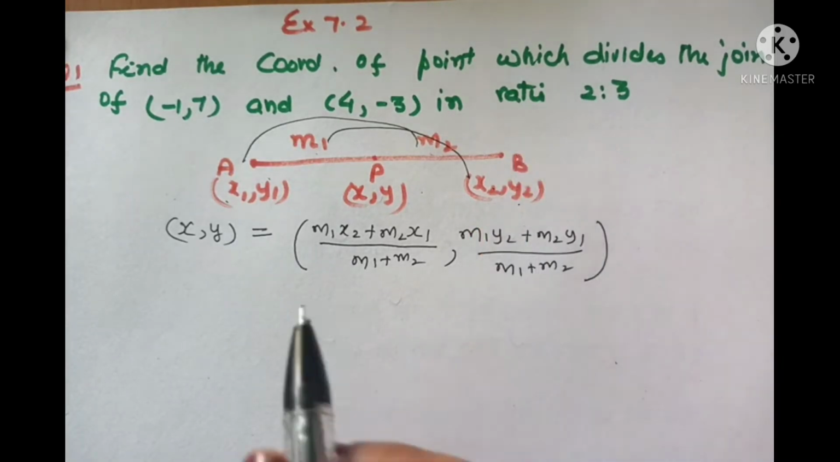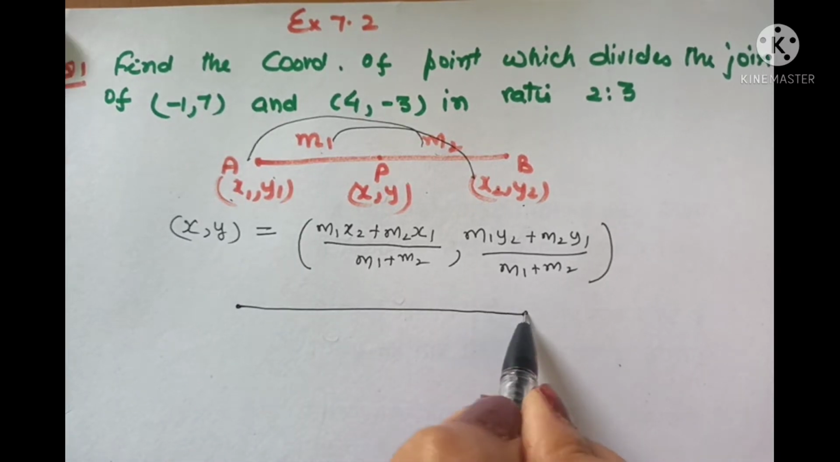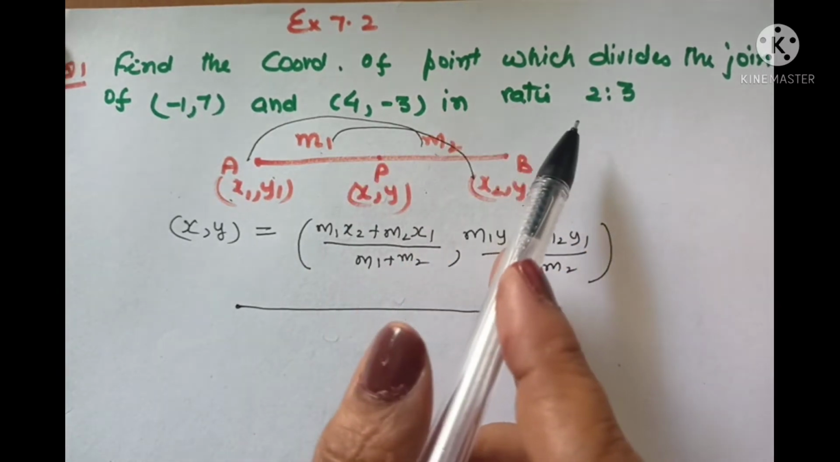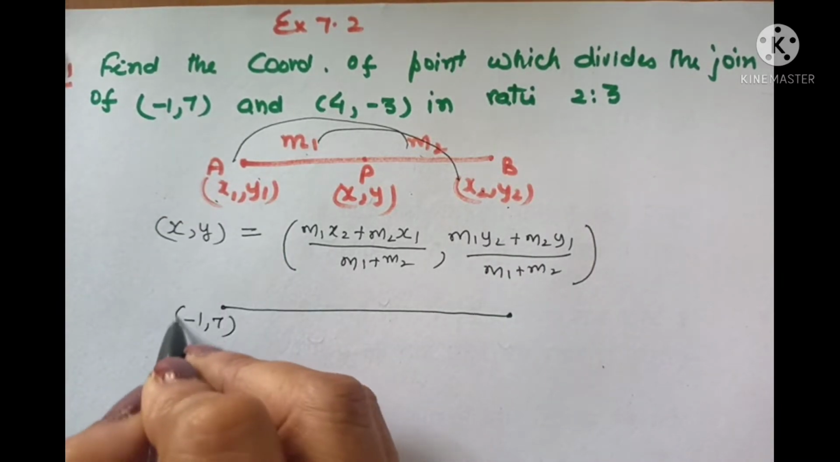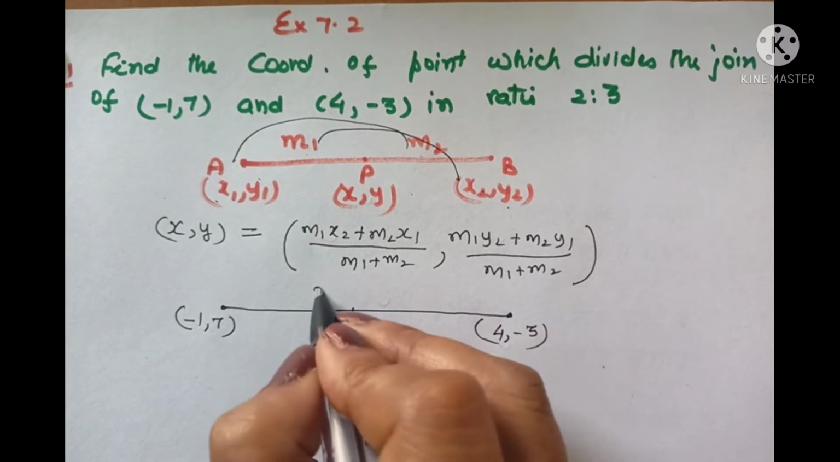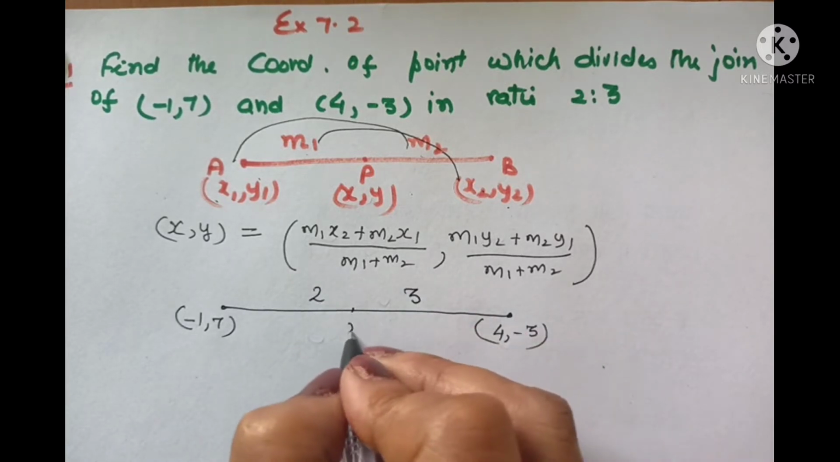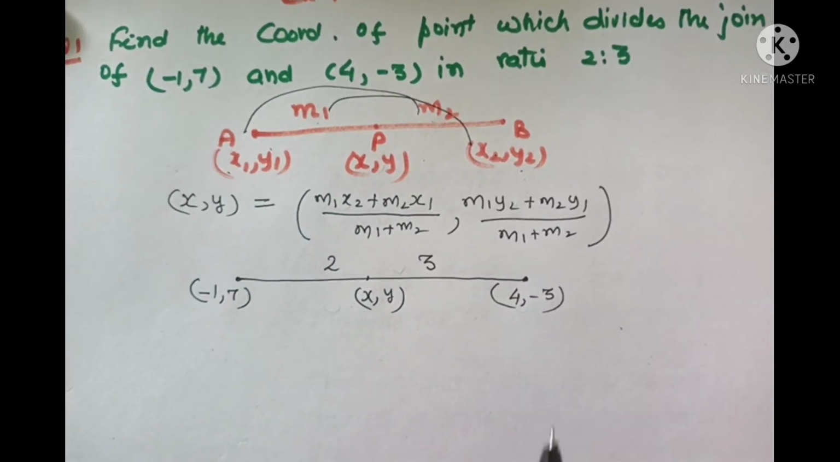Now let us do this question. For these questions I always suggest to make a rough figure first. Find the coordinates of the point which divides the join of -1, 7, so this is -1, 7, and 4, -3 in the ratio 2:3. This ratio is 2:3. So see, very neatly we have drawn a rough figure. Now it will become easier for us to write.